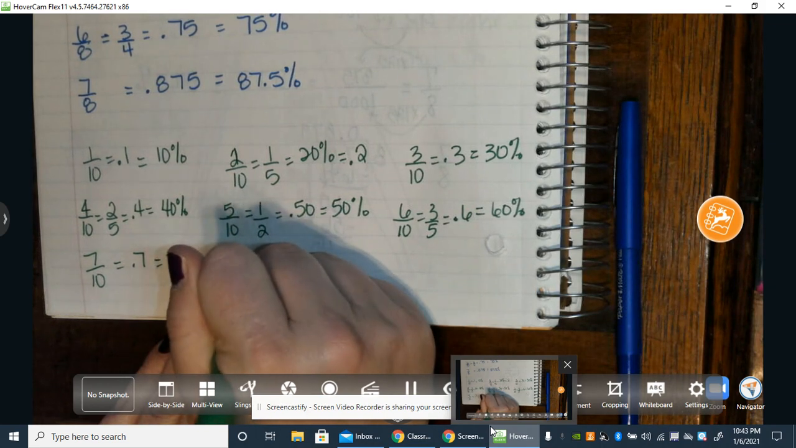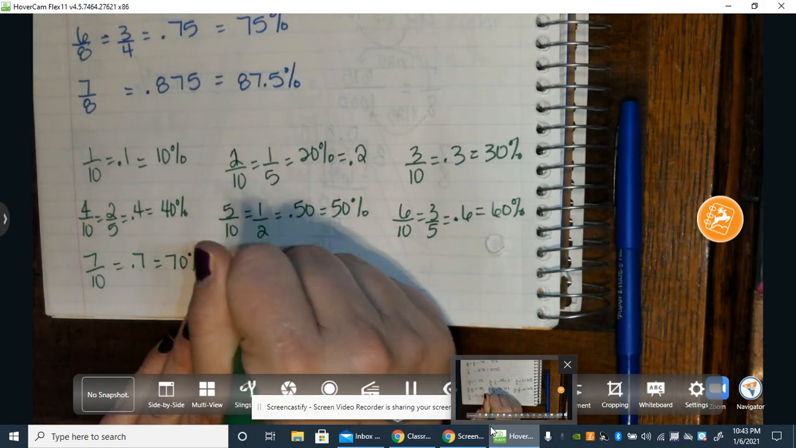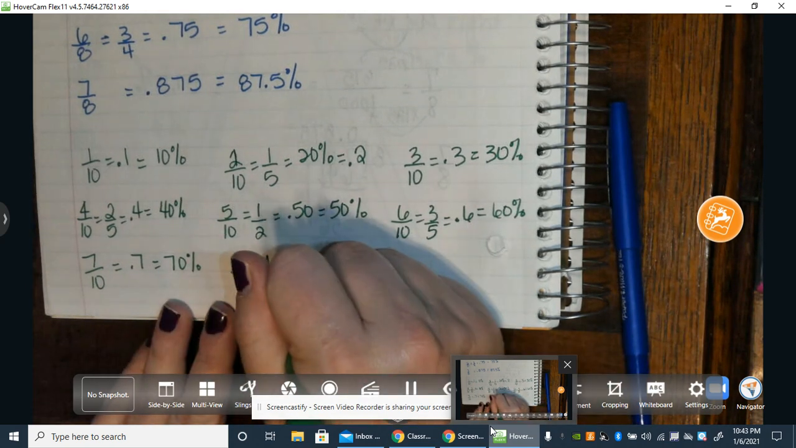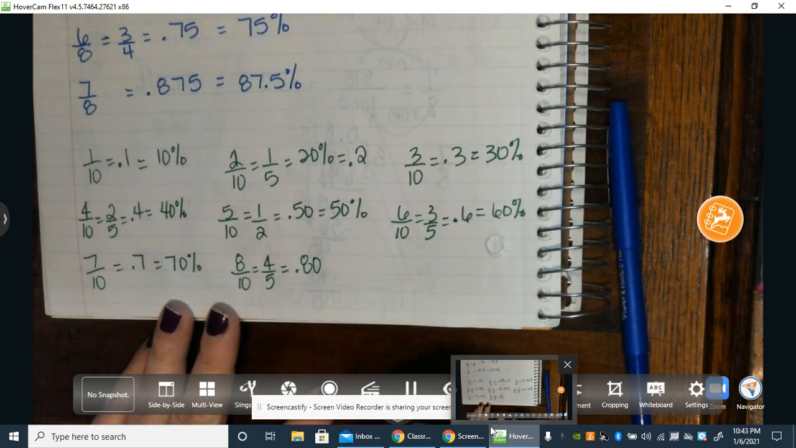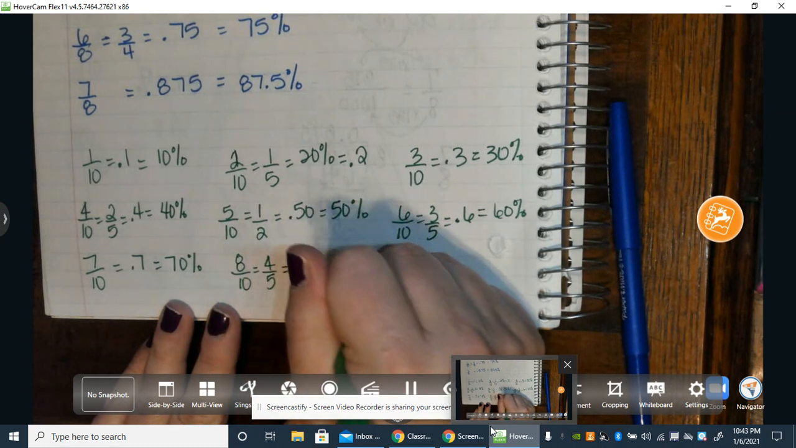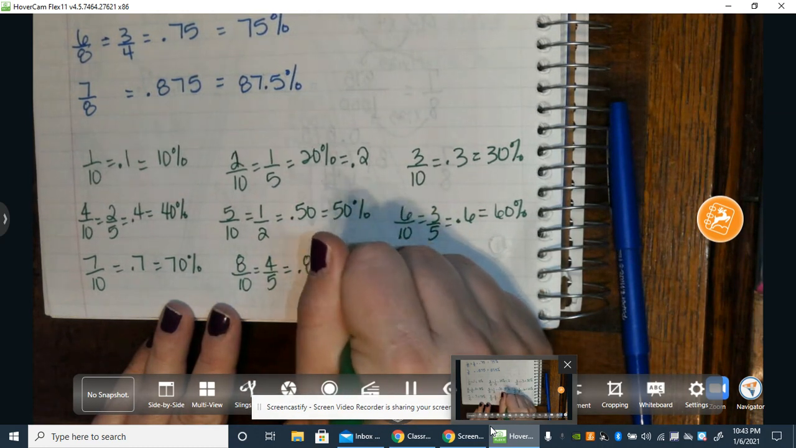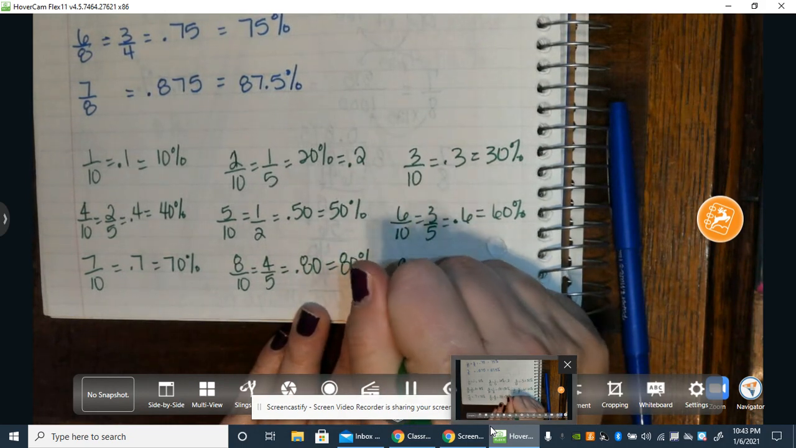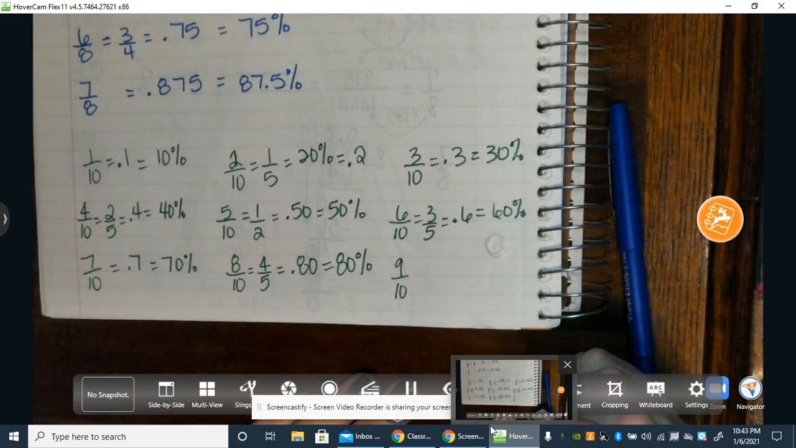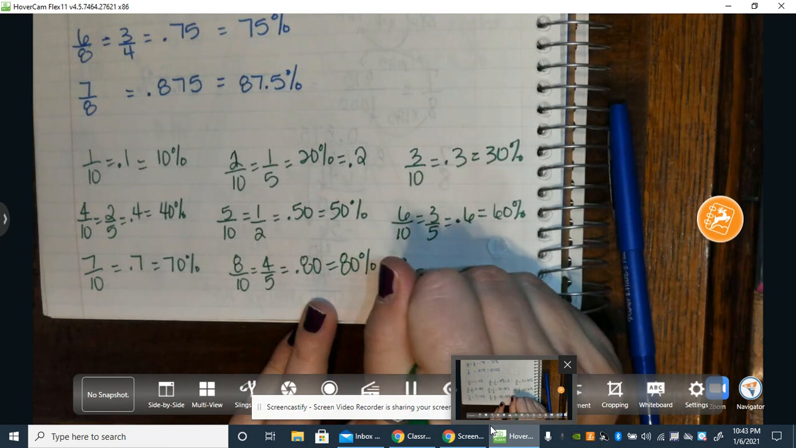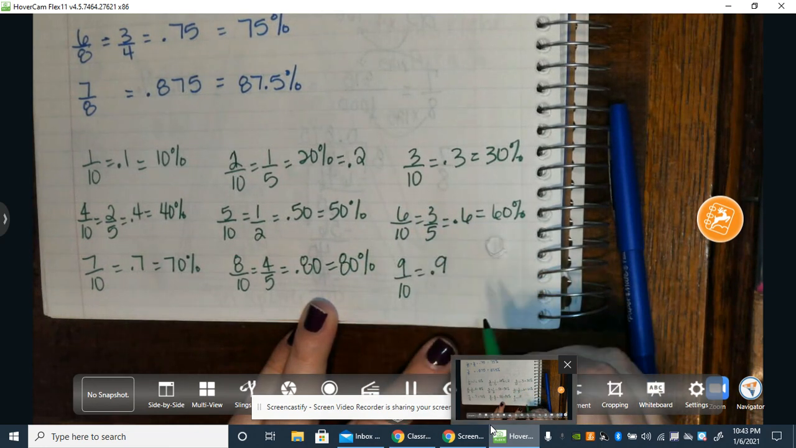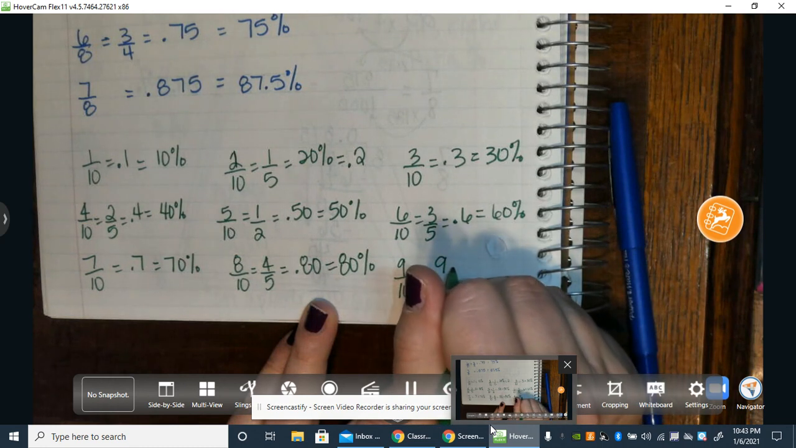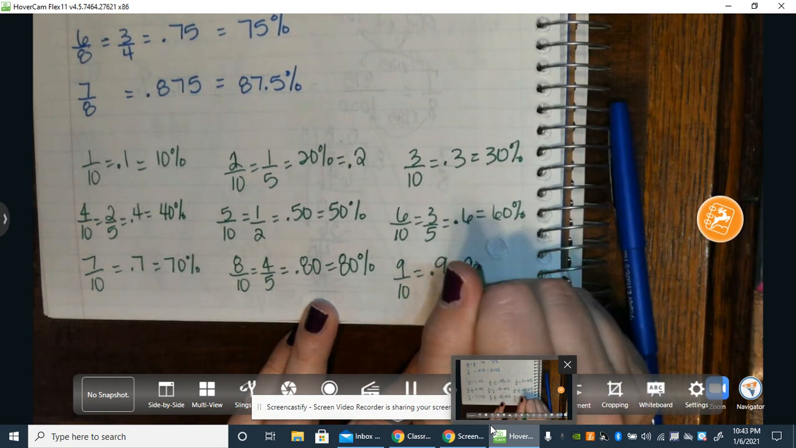8/10 simplifies to 4/5. 8/10 is like 8 dimes, which is 80 cents, 80 hundredths, 80%. And then finally 9/10 cannot be simplified, which is like 9 dimes, so 9/10 or 90 hundredths. Either way will work, which is 90%.